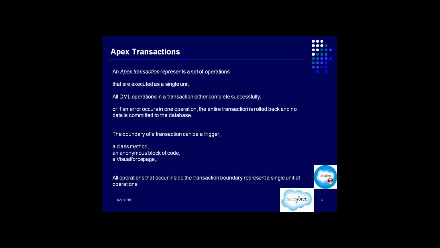All operations that occur inside the transaction boundary represent a single unit of operation. So all the operations inside a transaction boundary are referred to as an Apex transaction, and all DML inside a transaction will get executed as one single unit.